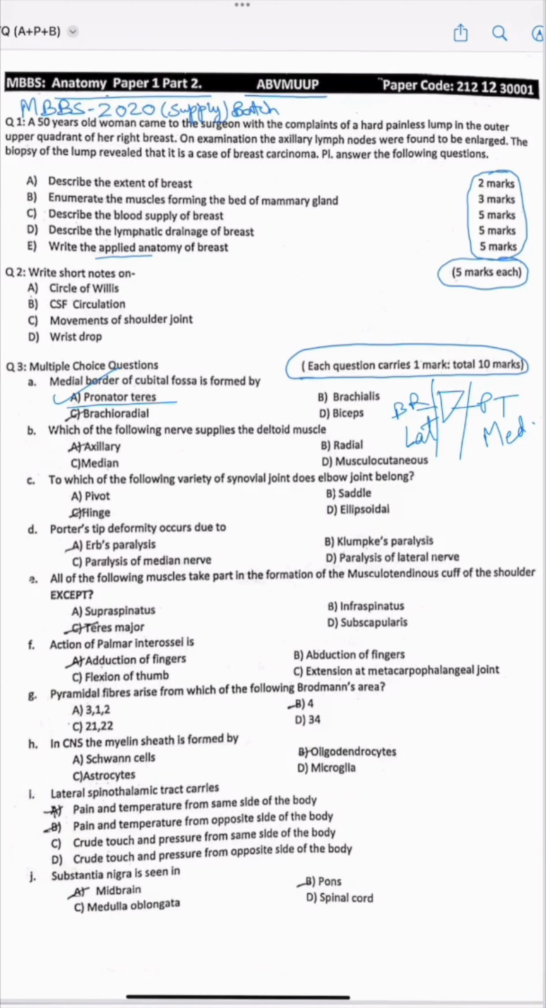3B. Which of the following nerves supplies the deltoid muscle? Again an easy question. Options here are axillary, radial, median or musculocutaneous nerve. So you must be knowing that the deltoid muscle is supplied by the axillary nerve, which actually splits into its superficial and deep branches at its posterior border.